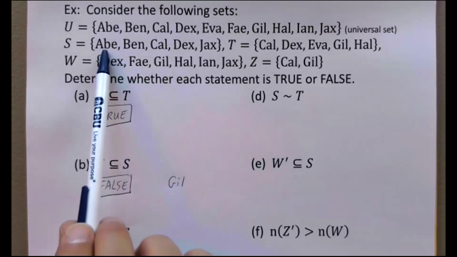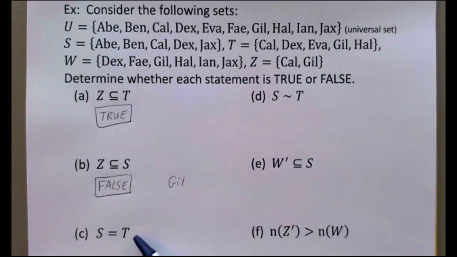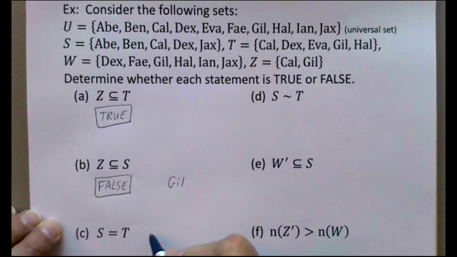I mean, set S has Abe in it. Set T does not. We can say false already. Set S and T are not equal to each other. They do not look exactly the same. We can say false on this one pretty quick.